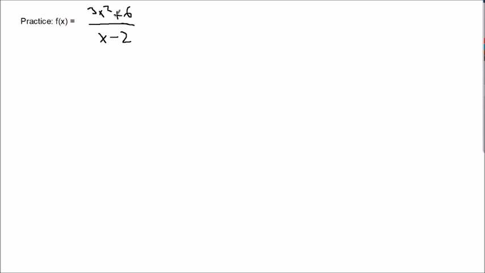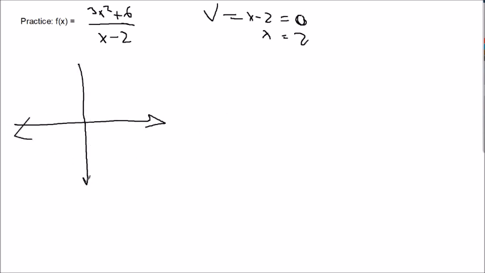And here's the slant asymptote practice. So let's do 3x squared plus 6 over x minus 2. So what's the vertical? The vertical is x equals 2. Good. So let's draw a graph right here. Our vertical is x equals 2. What's our horizontal? We don't have a horizontal. The reason why we don't have a horizontal is because the top degree is bigger than the bottom degree. So what's the slant asymptote?